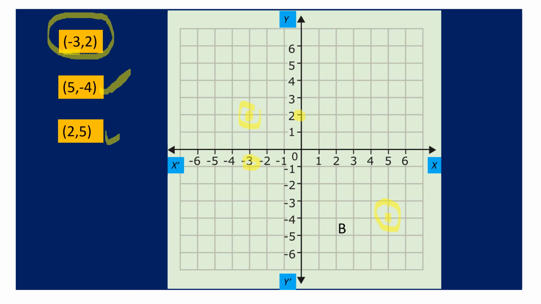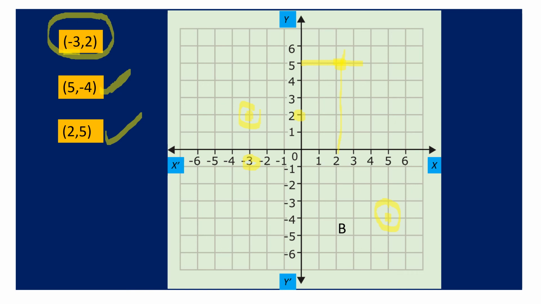So the third one, 2, 5, both are positive. So definitely first quadrant, 2 on the x-axis and 5 on the y-axis. So you draw a straight line from here like this and another one from here like this. And where do they intersect? They intersect here, right?